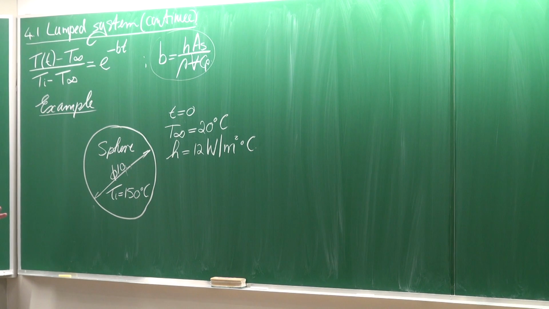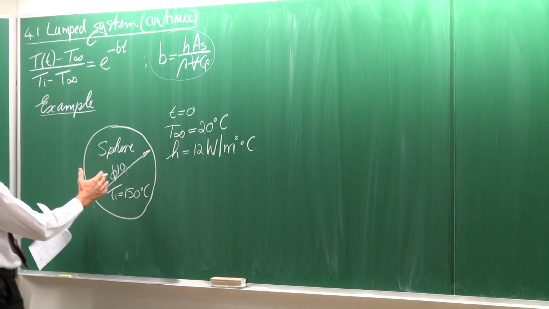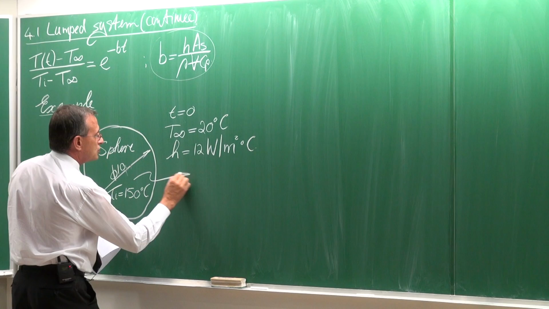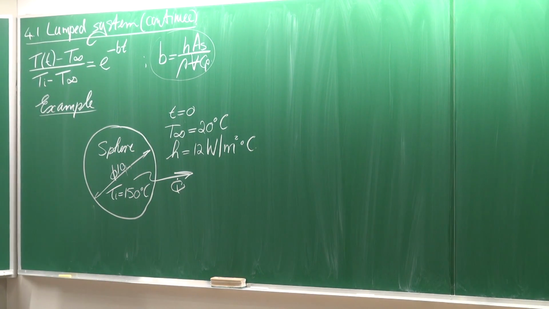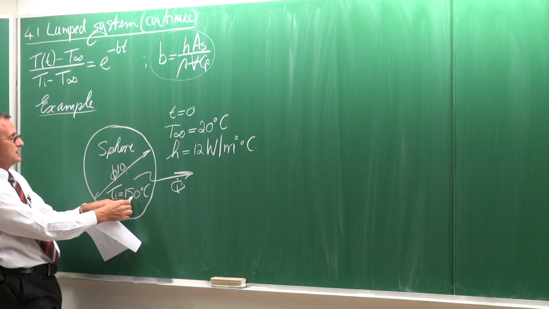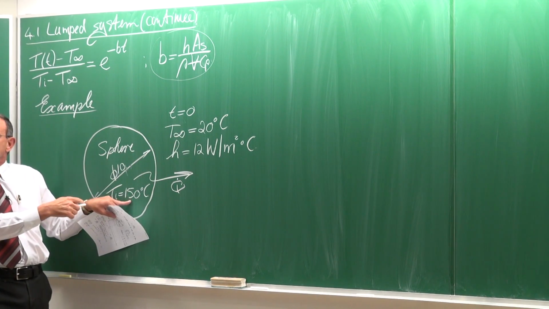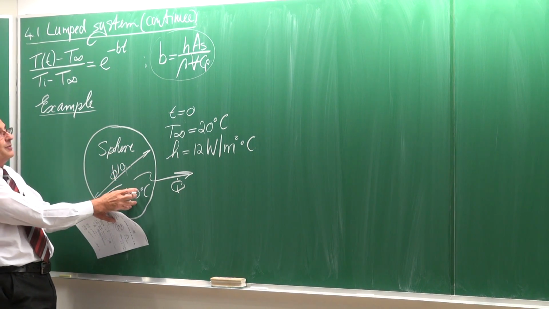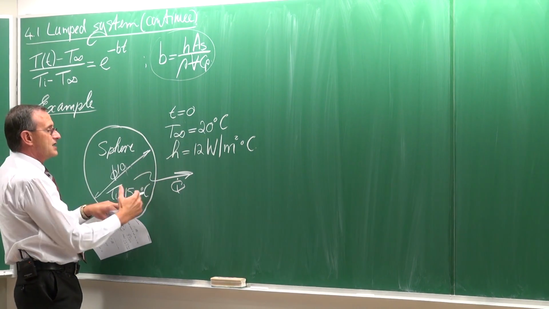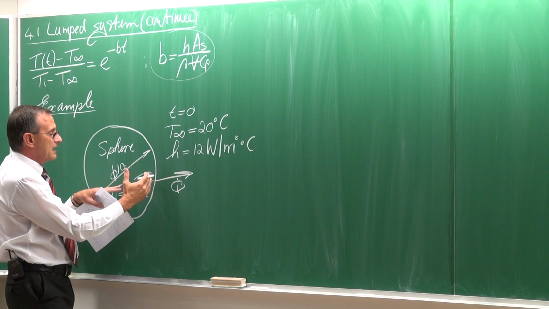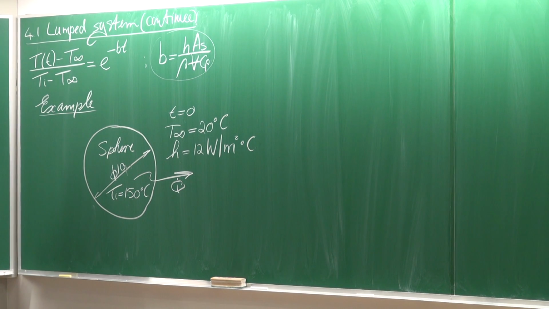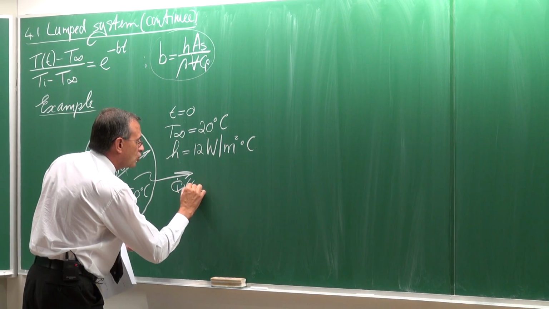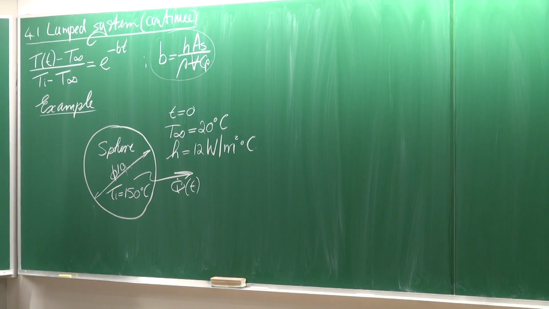So we can immediately see that the heat transfer is going to be from the high temperature to the low temperature. In the beginning, the temperature difference is going to be 130 degrees Celsius, because the sphere is at 150 and the environment is at 20. But then as it cools down, the delta T decreases as a function of time. So this heat transfer rate will not be constant. It will also be a function of time.